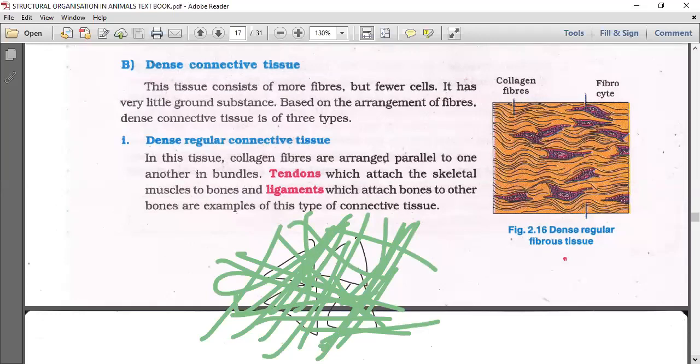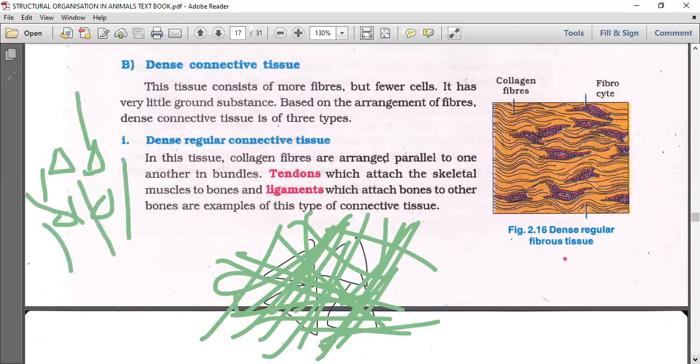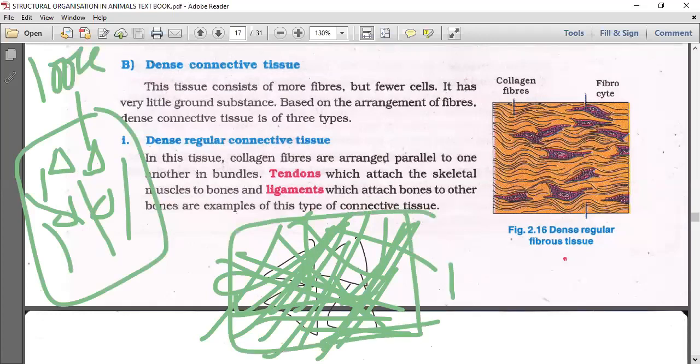The same way, let us see about the loose connective tissue. In loose connective tissue, the fibers are comparatively fewer, and the intercellular matrix or ground substance is going to be more. Here in dense tissue, fibers are more and matrix is less. That's why we call this connective tissue dense connective tissue.